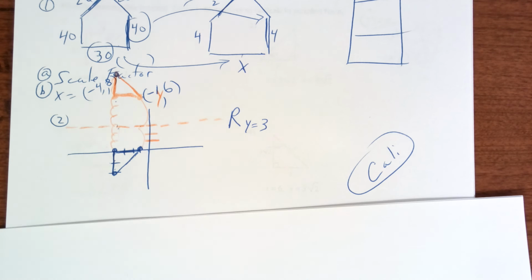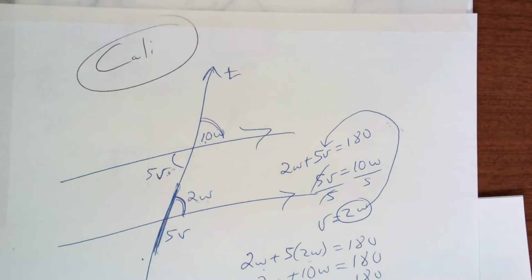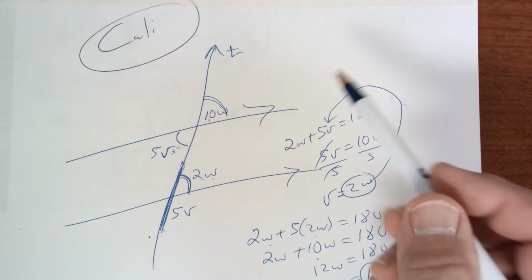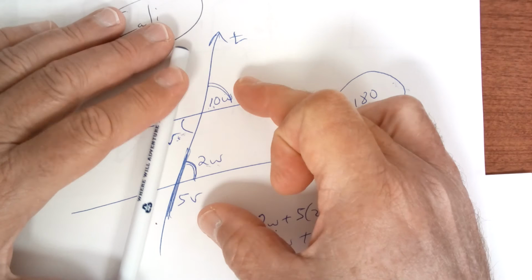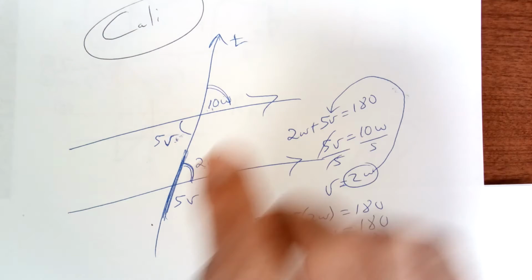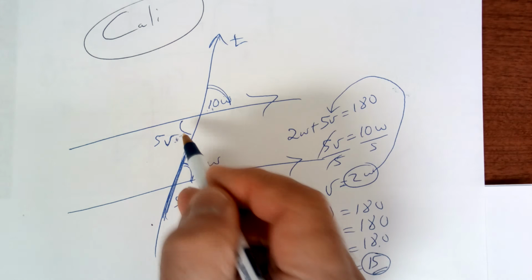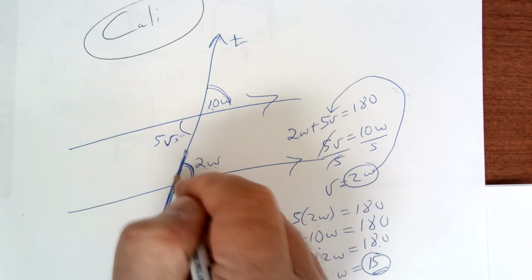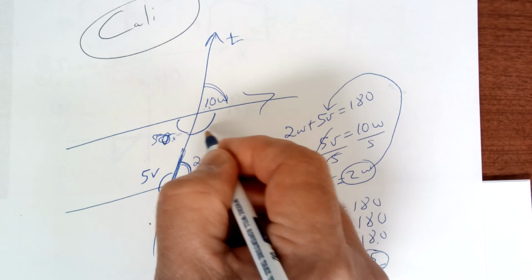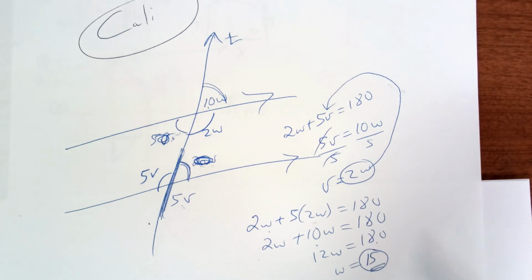There was a problem on your Savas. By the way, if you didn't do Savas, make sure you do it. It is still open tonight, but it will close, and that will be a grade. That went like this. It said, same side exterior with ease, and alternating interior with ease. But if you look, the problem's set up wrong. You see 5V should be across from this 5V because they're vertical. And if that's the case, then 2W would go right here, and this would work.